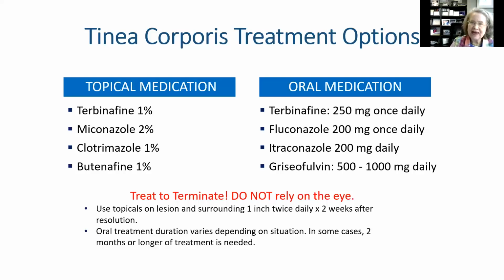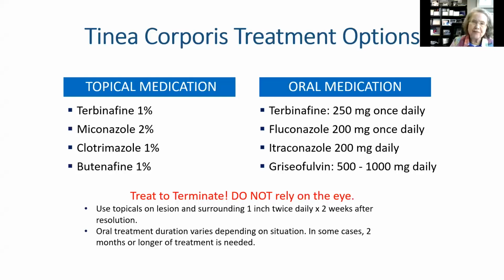If you use terbinafine, you use 250 milligrams daily. Fluconazole, it's 200 milligrams daily, itraconazole 200 milligrams daily, and griseofulvin 500 to 1,000 or 1 gram a day if you are using that product. So it depends on the situation. Now, the patients we see from India are doing much better with itraconazole, and the duration of treatment is 2 to 3 months for most patients. So it's hard to just say you treat for X period of time because it depends on the condition.